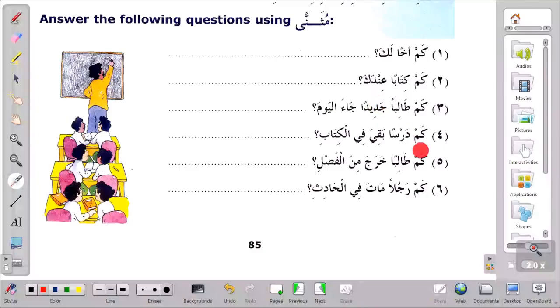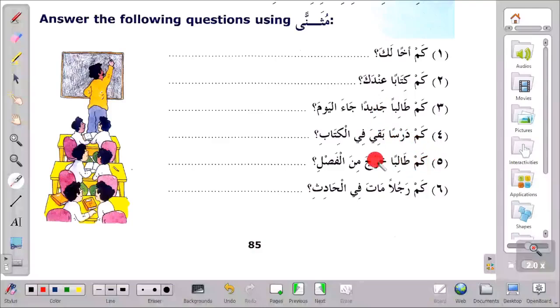That is clear. Kam darsan bakiya fil kitab? How many lessons are left in the book? We saw bakiya, from yabqa, for something to remain. It remained. So you say two lessons are left in the book. How do you say it? Bakiya fil kitabi darsani, or bakiya darsani fil kitab. Dars is initially darsun, just add alif wa nun, darsani.